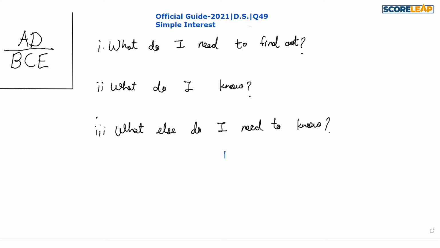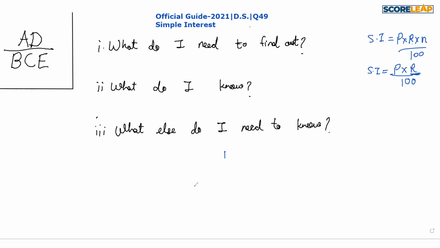Okay, so let me write the formula for simple interest. First of all, simple interest is P into R into N divided by 100, where P is the principal, R is the rate of interest, and N is the number of years. So here they have given annual interest only. So N is equal to 1. So we can simply write P into R divided by 100, where P is the principal and R is the rate. Okay, this is the simple interest for this case only.